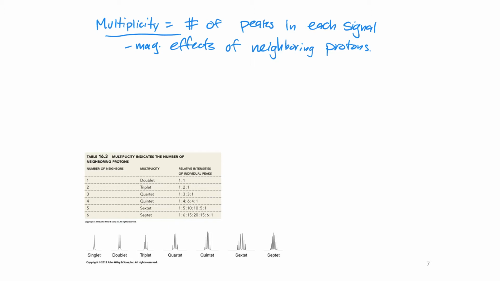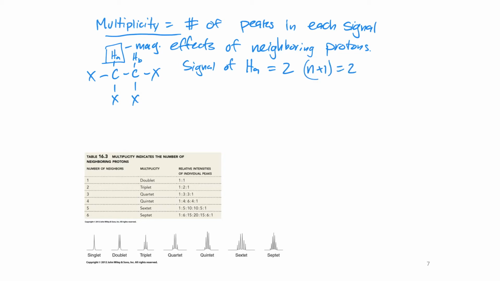Let's look at a few examples. I'm going to put some X groups on here, which are defined as not having any hydrogens attached to them. We don't care what they are, just that they don't have any hydrogens. And we want to look at the signal of HA, and that's going to be 2. And we're going to follow the n+1 rule. N is the number of neighboring hydrogens. There is only one. Only HB is neighboring to HA, so the n+1 is 2, so we'd expect HA to have 2 signals, or 2 peaks, I guess, in its signal.